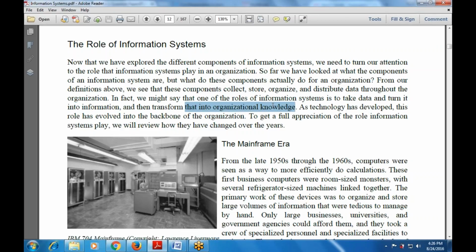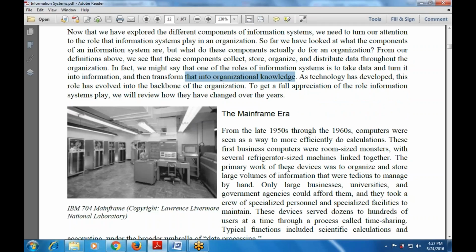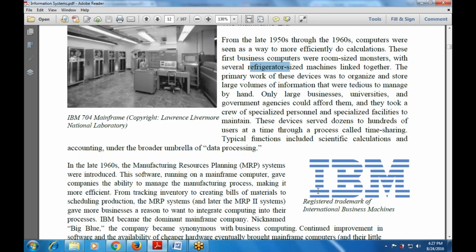As technology has grown, this role has evolved into the backbone of the organization. That is also the information system. This is the mainframe era, from the late 1950s through the 1960s, when the computer was seen as a very effective way to do calculations. These first business computers were room-sized monsters, several refrigerator-sized machines linked together with each other.